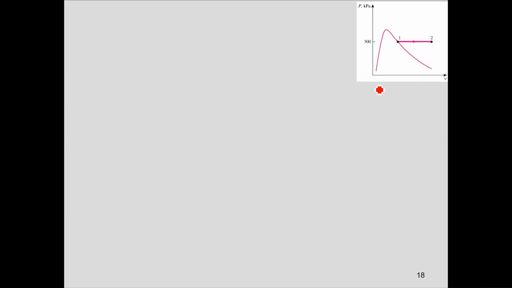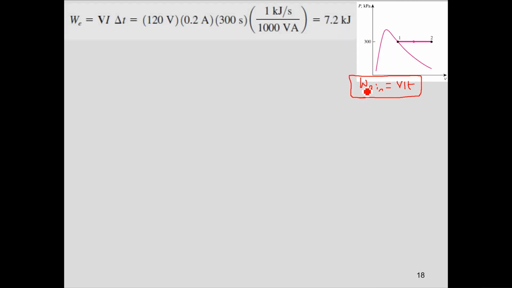W electrical into the system is essentially what? VIT. This is essentially the electrical energy that is being supplied to the system. So V is 120 volts, current is 0.2 amperes, and since I am considering joules, I have to convert the time into seconds. Once I divide by 1000, I would have 7.2 kilojoules. This is the work electrical into the system.